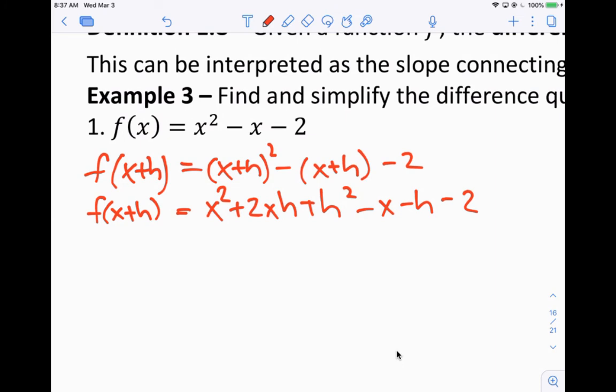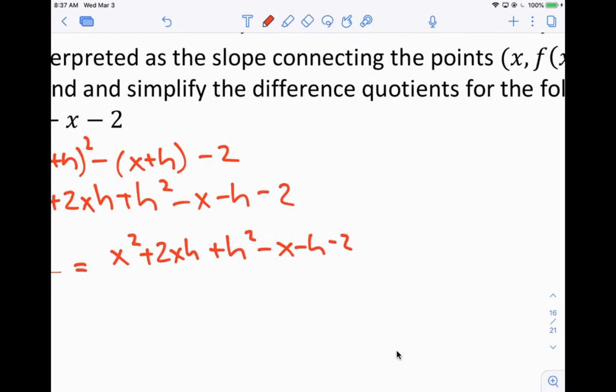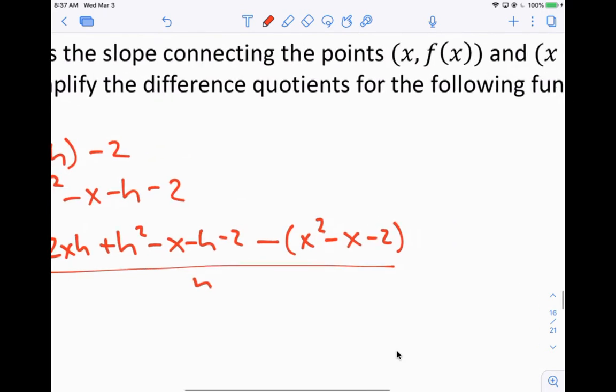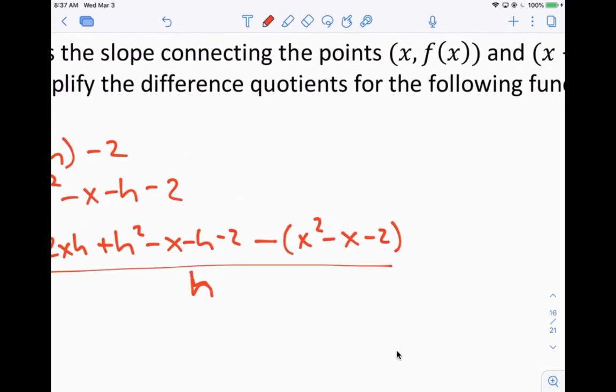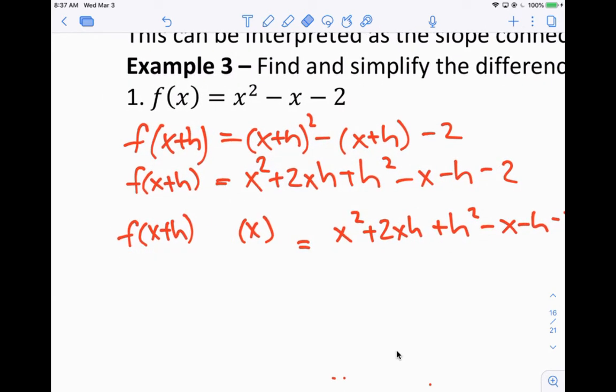Now we're going to take that. We're going to do f of x plus h minus f of x over a constant h. And so we're going to copy paste this really long function, and then we're going to subtract our original function, and we're going to put it over h. Okay, cool. Let's do the over h part later. We'll just do this part now. So let's just do this top part.